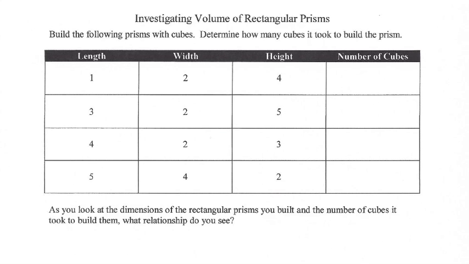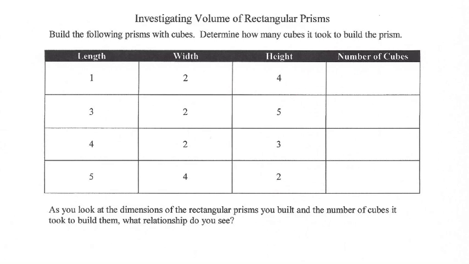Now at this time, please pause the video while you take out these 2 pages in your packet along with your pop cubes. Looking at the first page, you're going to build the following prisms using cubes. You're going to determine how many cubes it took to build the prism. So for the first cube you're going to build, it needs to have a length of 1, a width of 2, and then a height of 4. So go ahead and construct this rectangular prism and write down the number of cubes.